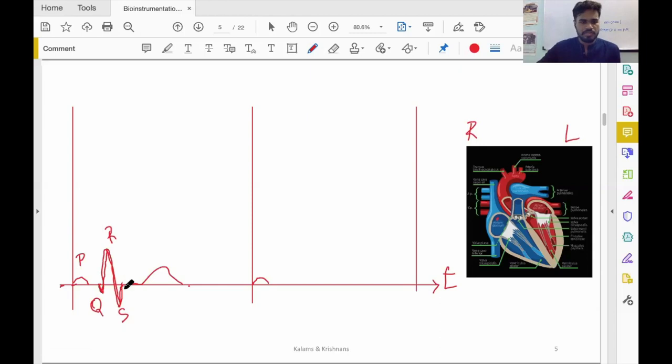Then what happens is all these depolarized cells get repolarized. The charge distribution goes back to resting state. Okay. Because of that, again there is a change in charge distribution. We get a signal here known as the T wave. And this is depolarization of the ventricles. This is repolarization of the ventricles. Fine?